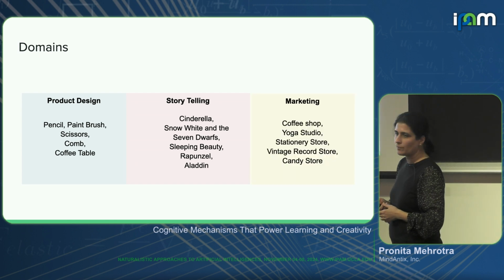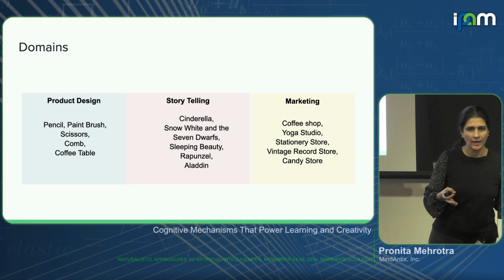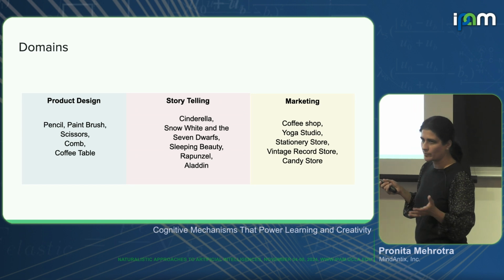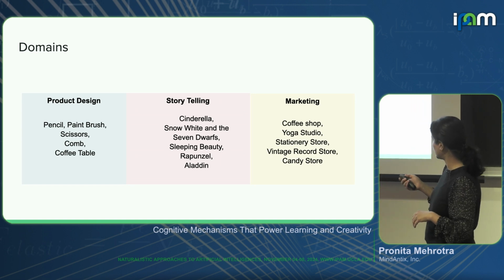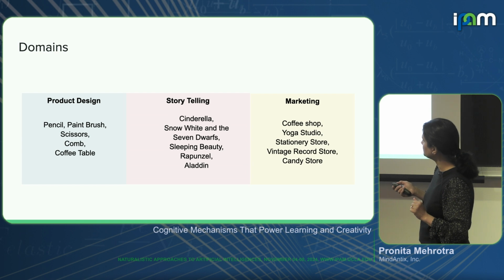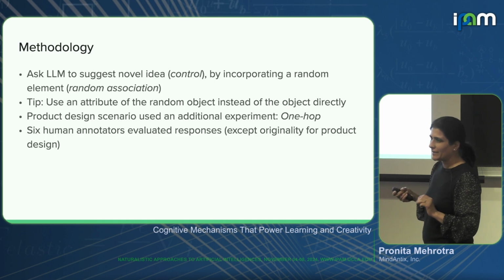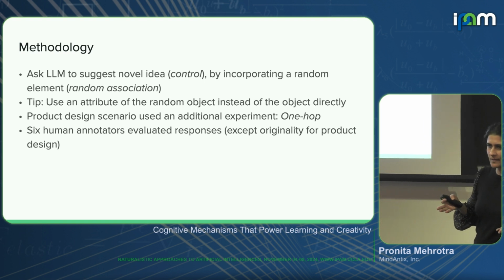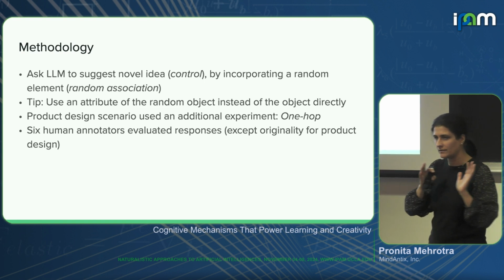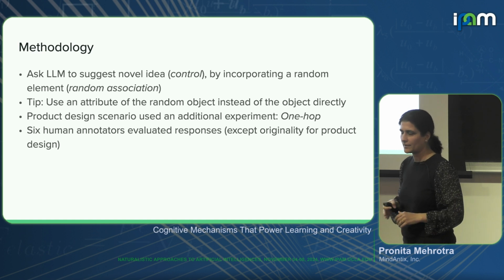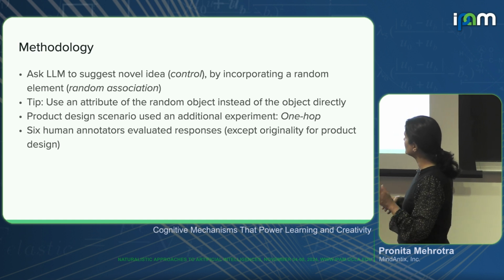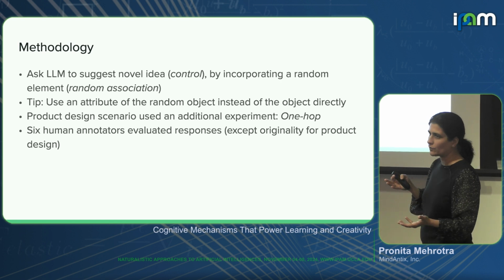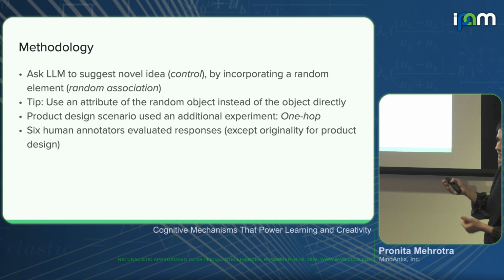And the third one is a marketing domain. So we asked it to make marketing flyers for different kinds of mom and pop stores: coffee shop, yoga studio, stationery store, and things. So these were the 3 domains. And the methodology, the prompting, at a high level, is very similar. We're asking it to create a creative version of whatever domain it has, and that's the control version. And the random association version is where you have to incorporate a random element. So it just gets an extra prompt.